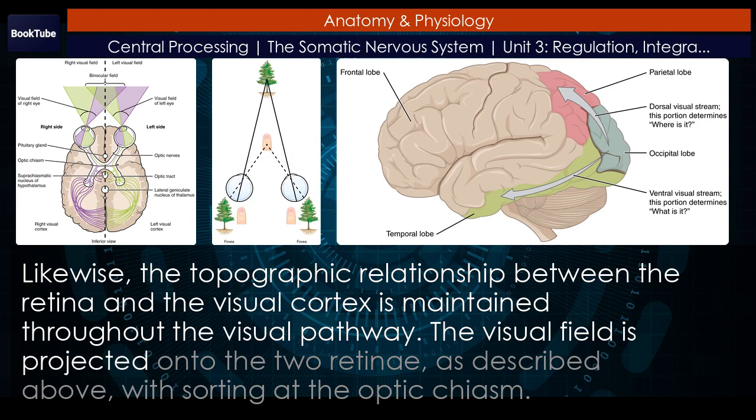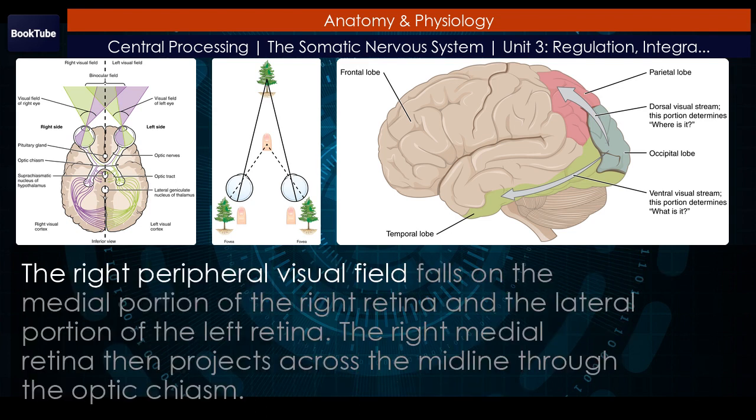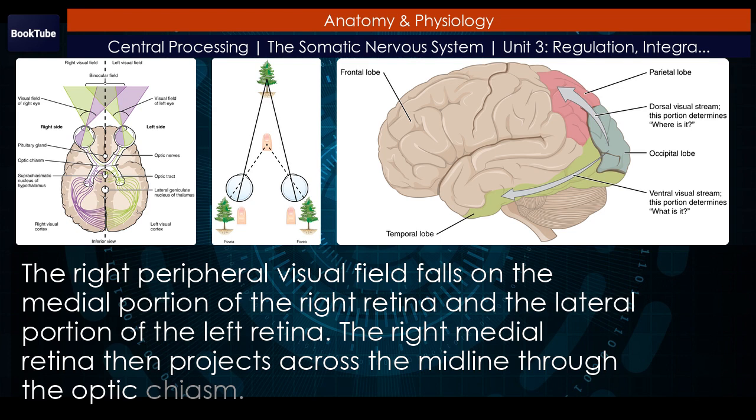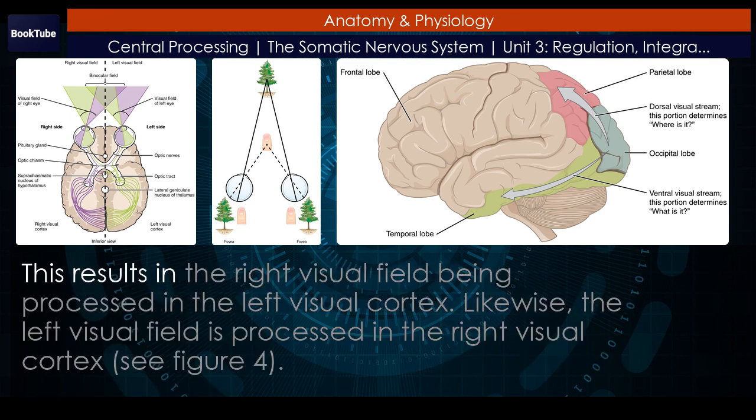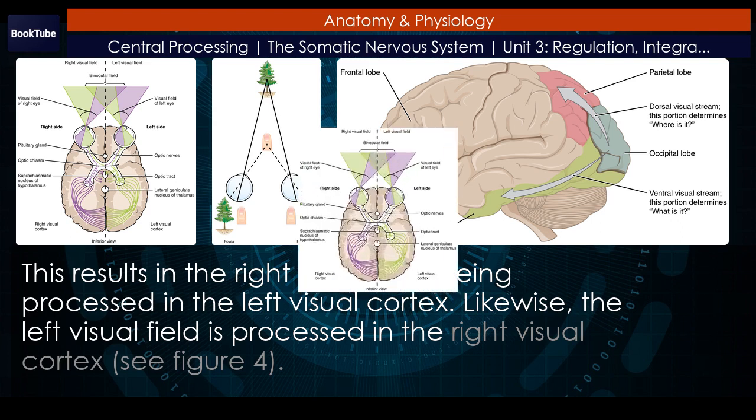The visual field is projected onto the two retinae, as described above, with sorting at the optic chiasm. The right peripheral visual field falls on the medial portion of the right retina and the lateral portion of the left retina. The right medial retina then projects across the midline through the optic chiasm. This results in the right visual field being processed in the left visual cortex. Likewise, the left visual field is processed in the right visual cortex.